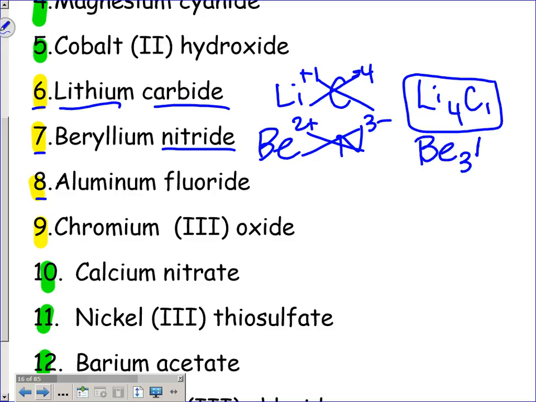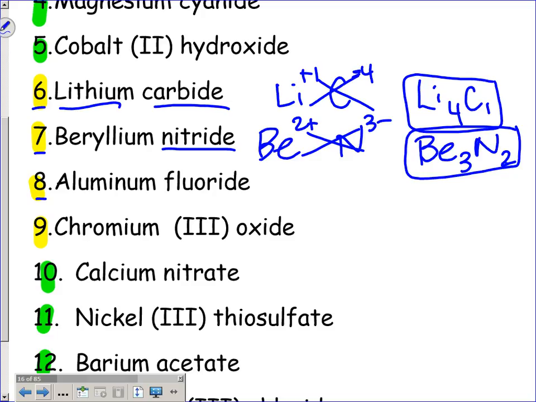Be3N2. So when I start to see these numbers, you have to see that it's ionic, and then you can uncrisscross the charges to verify the charges are correct. Those are just going to be said as beryllium nitride, and I know that 3 came from nitrogen and that 2 came from beryllium, but I require 3 berylliums and 2 nitrogens to make it overall neutral.